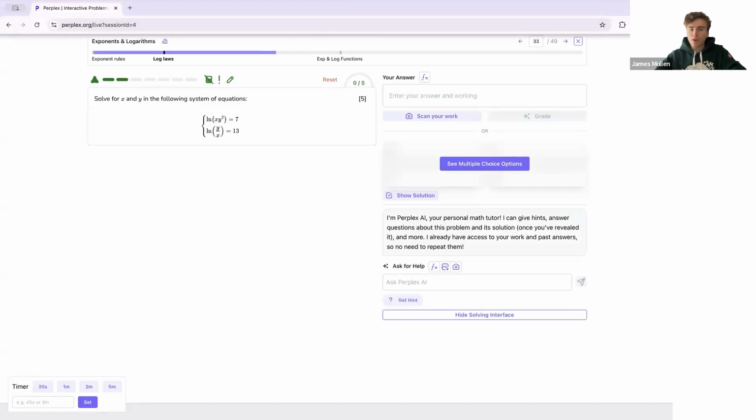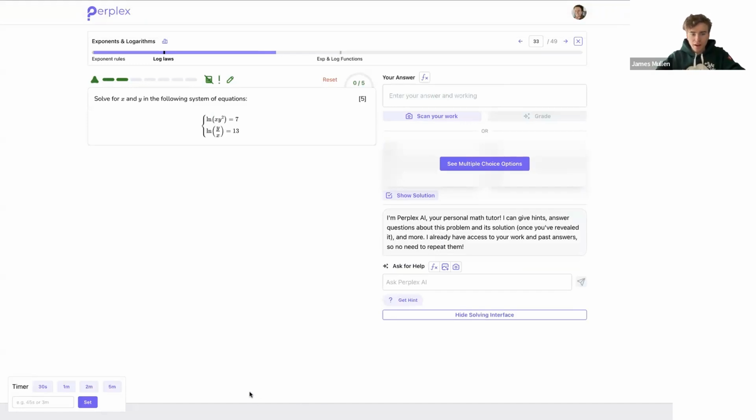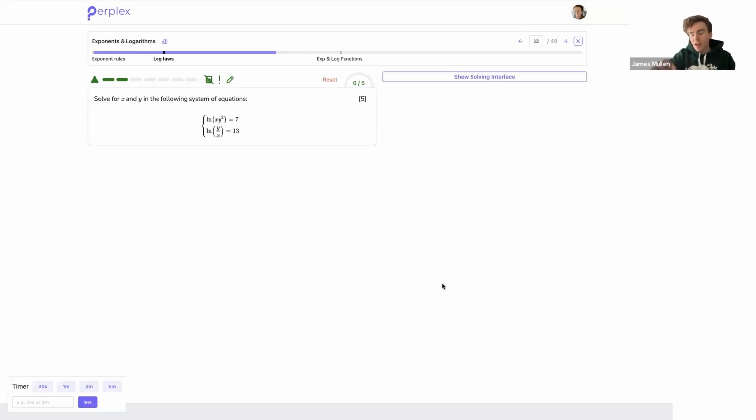We have a system of equations with a log in it. So I have ln of x y squared is equal to 7, and ln of y over x is equal to 13. Before we specifically answer this question, let's think about how we normally solve systems of equations. If we don't have logs, we just have some combinations of x and y equal to something, we have two of them, we can use one of two methods.